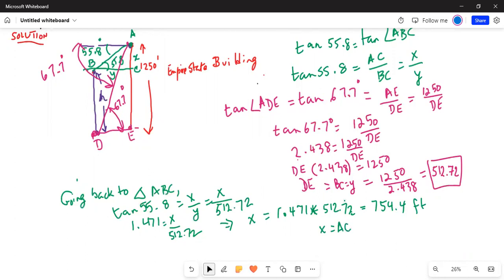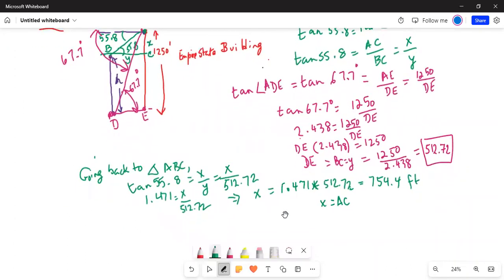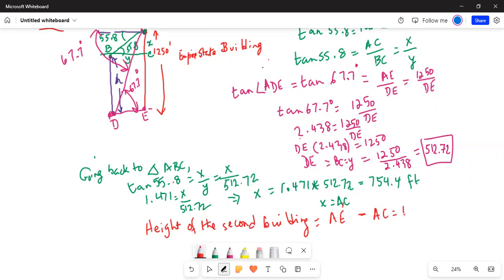And if I create a little bit more space and switch the pen to red, so height of the second building is equal to AE, which is the height of Empire State Building, minus AC, which is 1250 minus 754.4, and that is equal to 495.6. So that's the answer you are looking for.